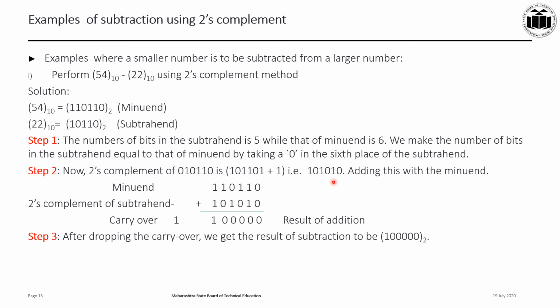As step 2, you have to add the minuend and the subtrahend, which gives the result as 0, 0, 0, 0, 0, 1 and a carry of 1. In step 3, we have to drop the carry so that the result of the subtraction is positive and it is 1, 0, 0, 0, 0, 0.